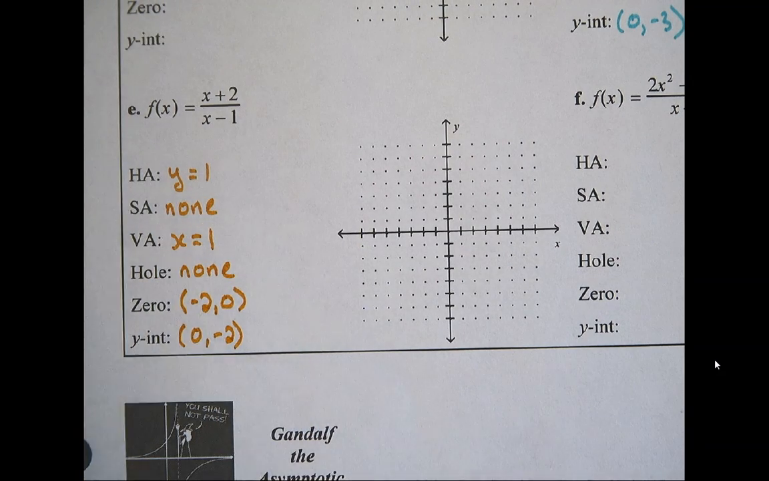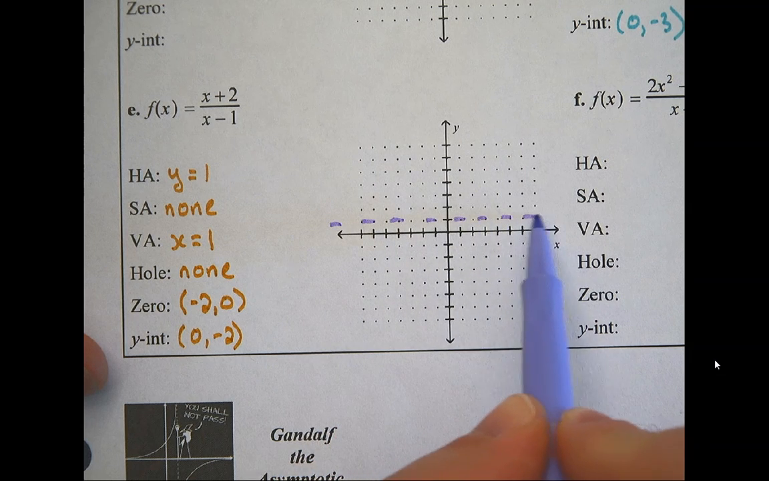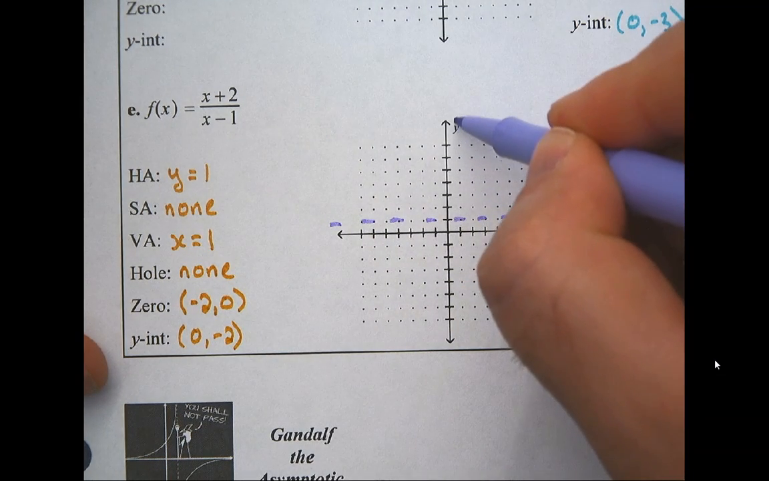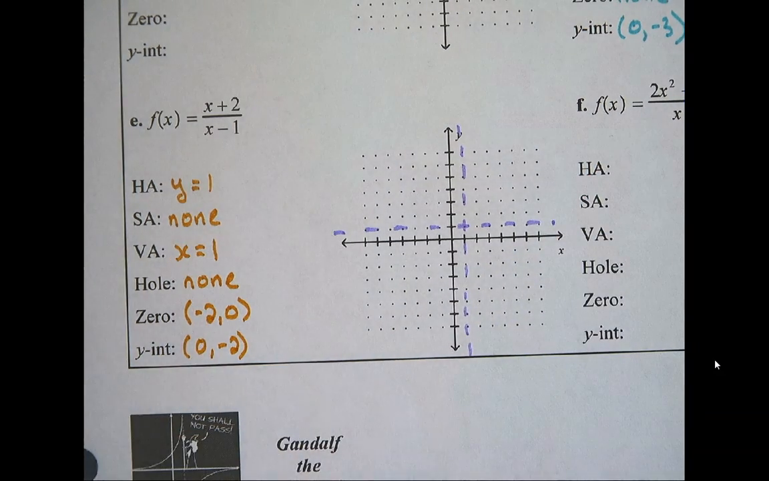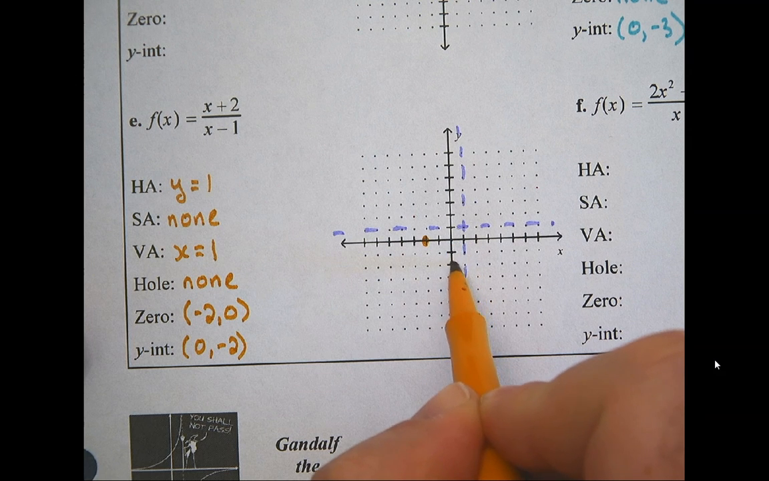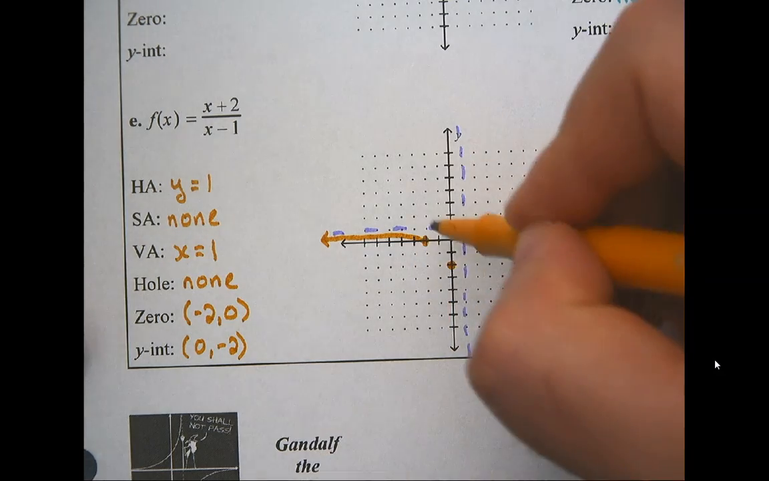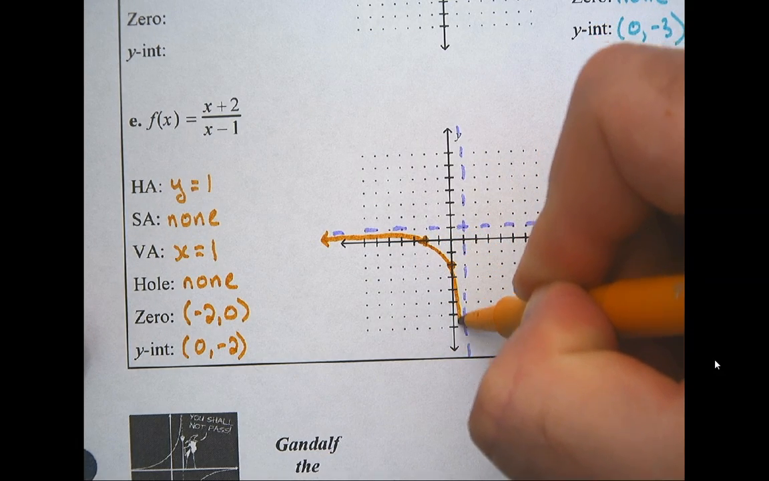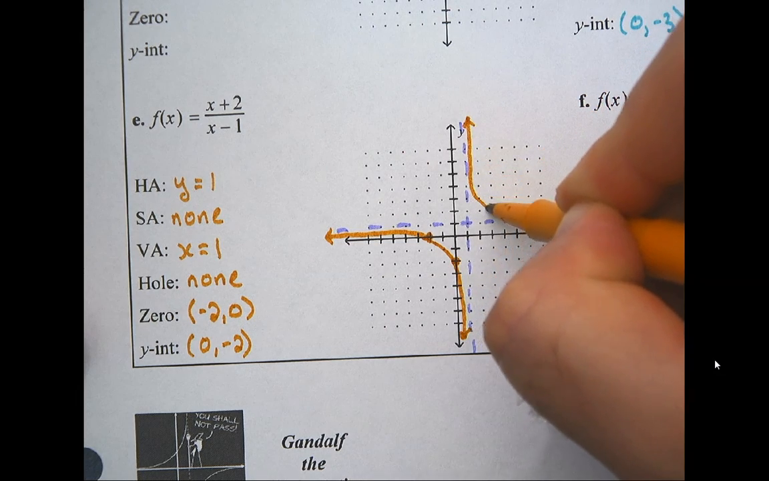I'll sketch it just for the heck of it. This is pretty easy to sketch. Y equals 1. X equals 1. Zero is at -2, 0. Y-intercept 0, -2. That means this branch is down here. It's kind of nice. I don't have to overthink it because my hole doesn't exist. There is no hole.